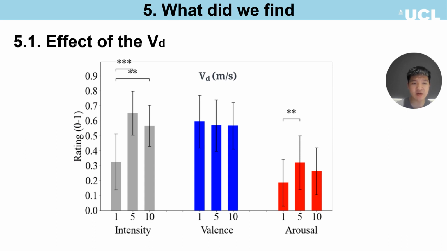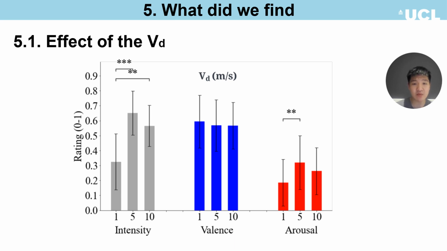The most significant difference in perceived intensity can be found between the speeds of 1 and 5 meters per second and the speeds of 1 and 10 meters per second, whereas the most significant difference in arousal can be found between the speeds of 1 and 5 meters per second. Perceived intensity and arousal reached their peak value when the joint speed was at 5 meters per second, decreasing for other values, particularly for 1 meter per second.